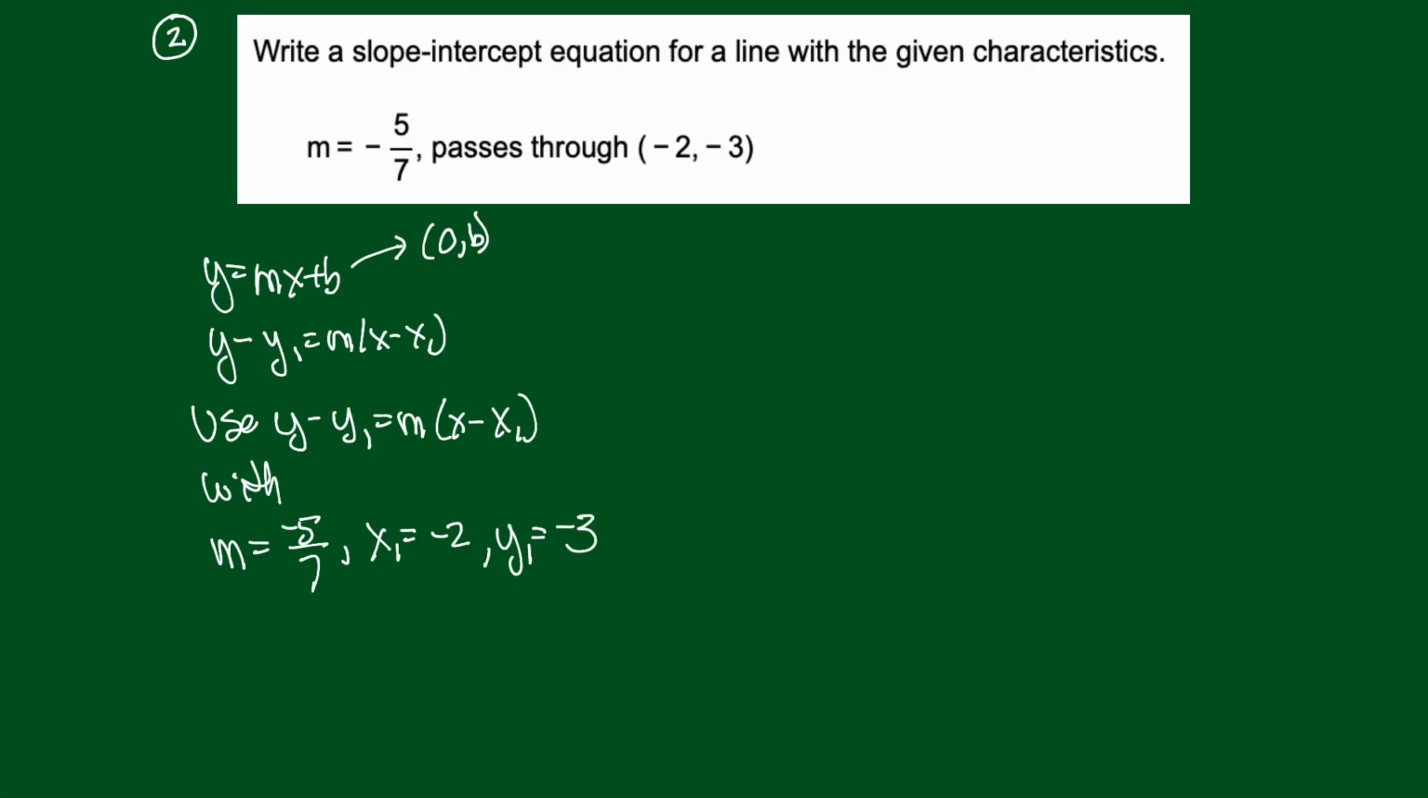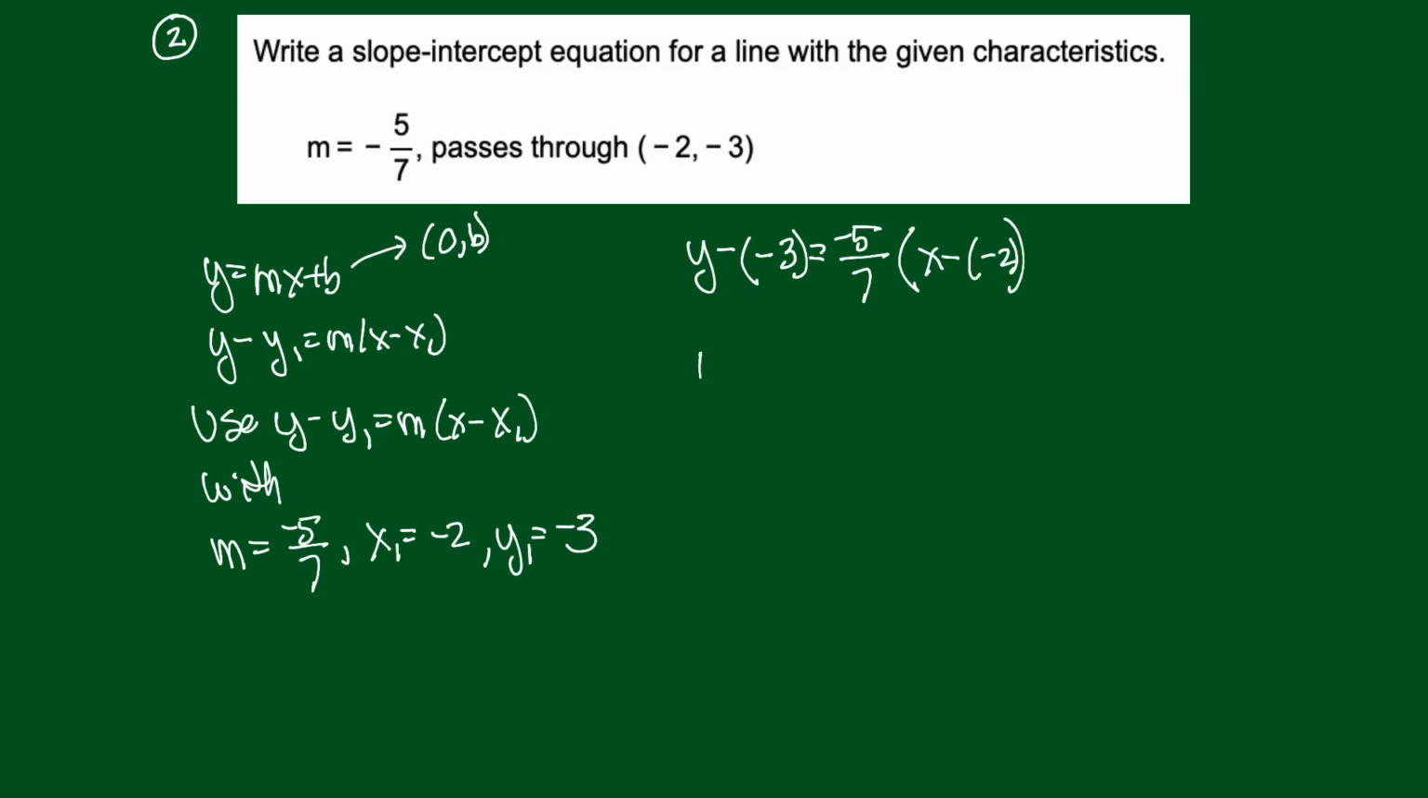So I'm going to substitute negative 5/7 into m, negative 2 into x1, and negative 3 into y1. So let's do that. I'll do it up here. So we'll get y minus y1. Now be careful with these negatives. y minus negative 3 is equal to m, negative 5/7, times x minus x1, which is negative 2.